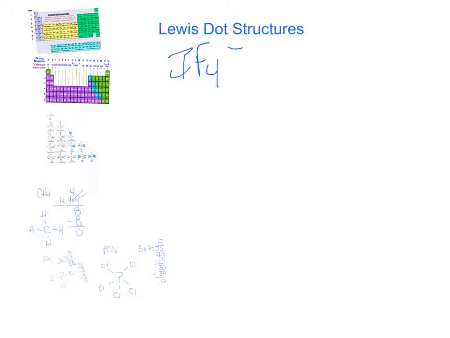IF4 minus. Now this is an ion, okay? But don't be afraid, you can still figure this out. So iodine has 7 valence electrons. Fluorine also has 7 each, and there's 4 of those, so 7 times 4 equals 28. And there is a negative here, which means that we add 1 more electron. If it was a positive, we'd subtract 1, but it's a negative, so we add 1. So we get a total of 36 to make.